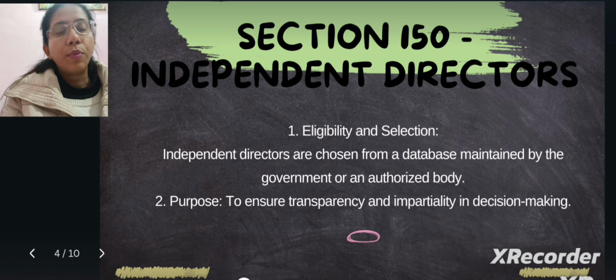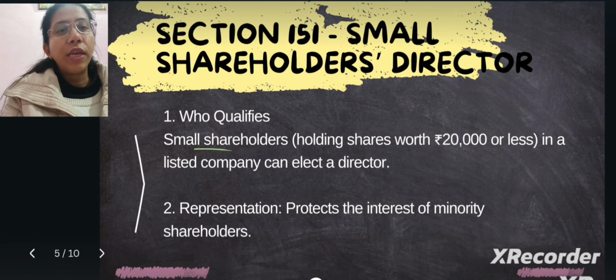Now, moving forward to Section 151, which explains small shareholders' directors. Who qualifies for a small shareholder director? Shareholders who hold shares worth 20,000 or less in a listed company can elect a director. This representation protects the interest of minority shareholders.